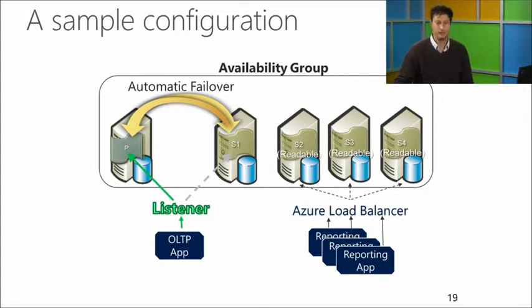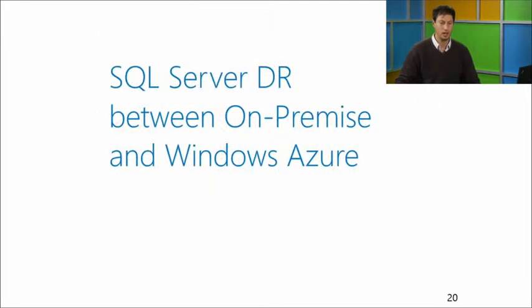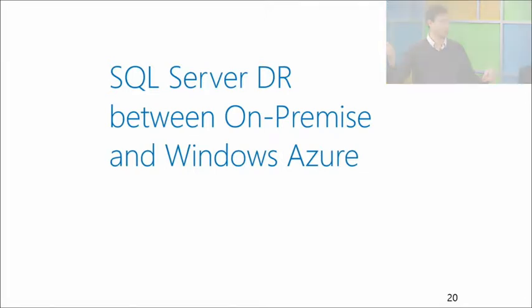So actually, let's go and show the portal again. I wanted to show how you can configure this tunnel that I mentioned before between on-premise and the cloud, so that you can have secure connectivity between the two. So let's talk about how you can achieve disaster recovery for your on-premise SQL Server in Windows Azure.